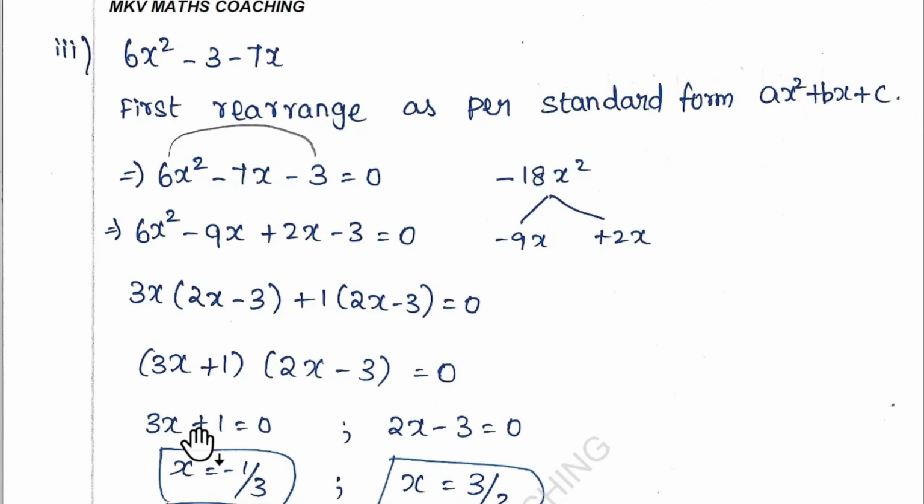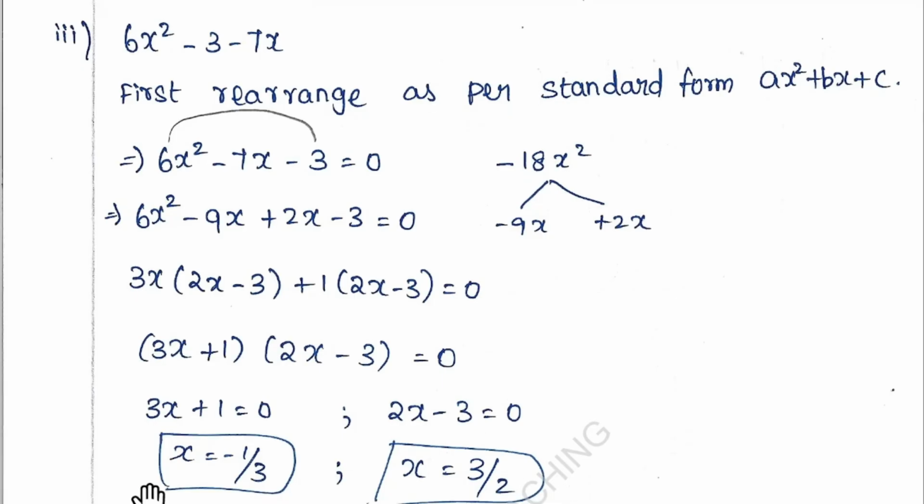So you'll be getting x value as minus 1 by 3 and x value as 3 by 2. So alpha is minus 1 by 3, beta is 3 by 2. Now let's see what a, b, c are. A is the coefficient of x square. So a will be 6, b will be minus 7, c will be minus 3.